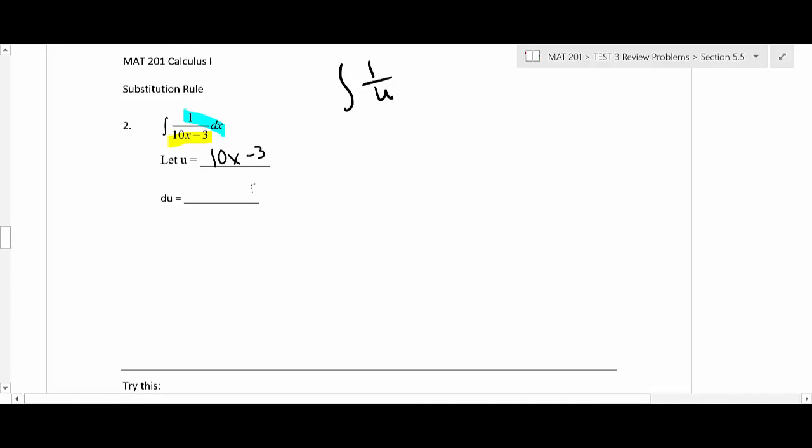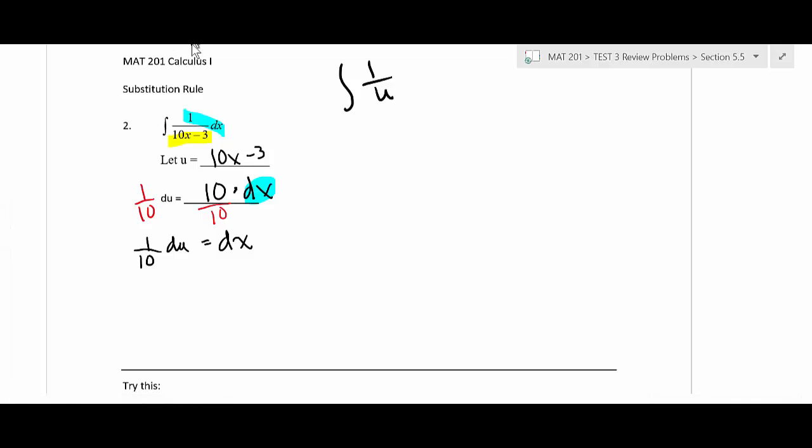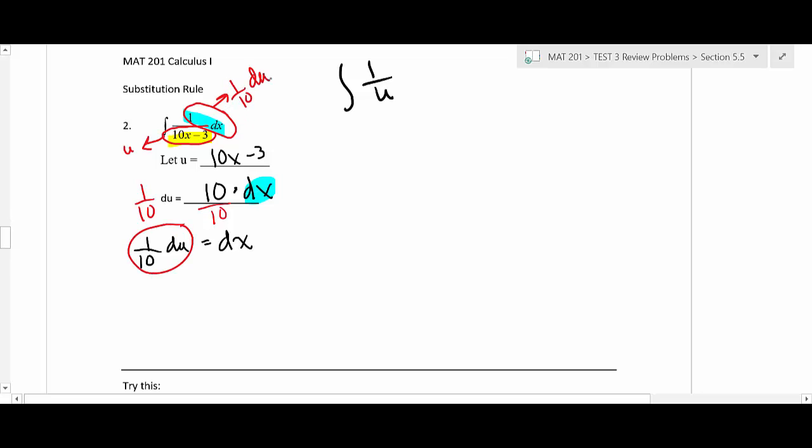So what is the derivative of 10x minus 3? 10, and then we still have dx. You don't forget to do that. So we're close. What we want is for that to be a dx. We don't want it to be 10 dx. So what do we do? Divide by 10, exactly. So what you get is 1/10 times du is equal to dx. Now everything is accounted for in this integral. This thing right here is u, and the dx is 1/10 du. Now it's all accounted for.